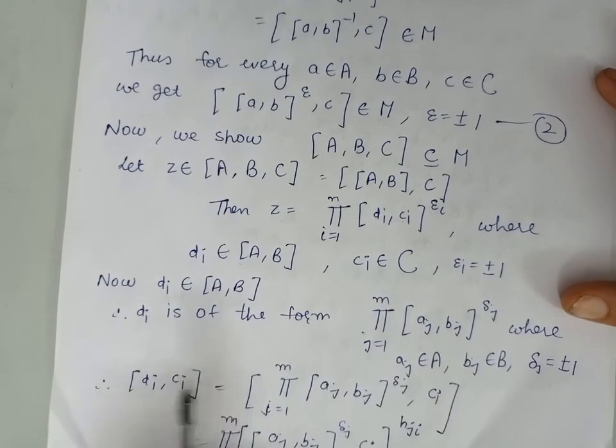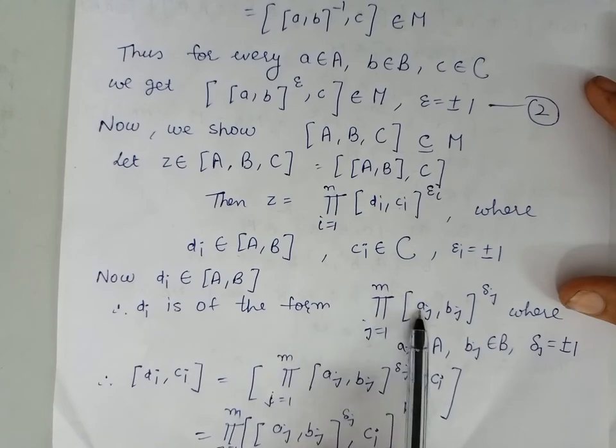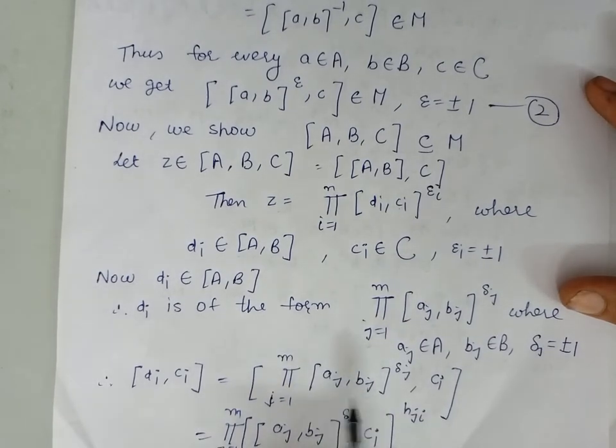Therefore, the commutator of Di with Ci. Substituting the value of Di from here and using the theorem which we discussed earlier.